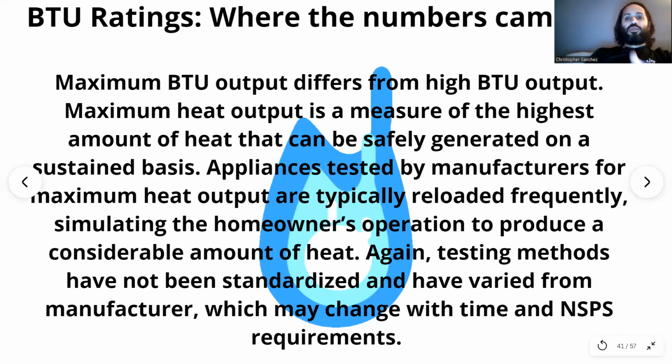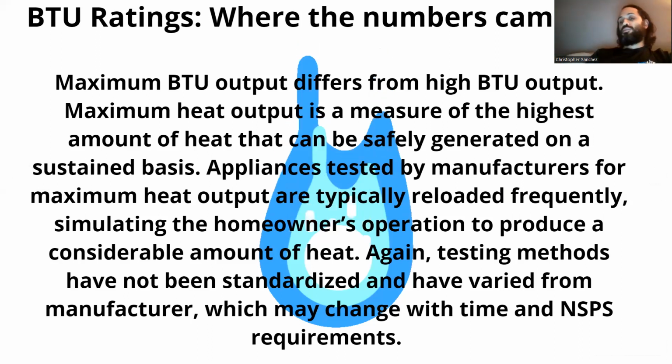Maximum BTU output differs from the high BTU output. Maximum heat output is a measure of the highest amount of heat that can be safely generated on a sustained basis. Appliances tested by manufacturers for maximum heat output are typically reloaded frequently, simulating the homeowner's operation to produce a considerable amount of heat. Again, testing methods have not been standardized and have varied by manufacturer, which may change with time and NSPS requirements.